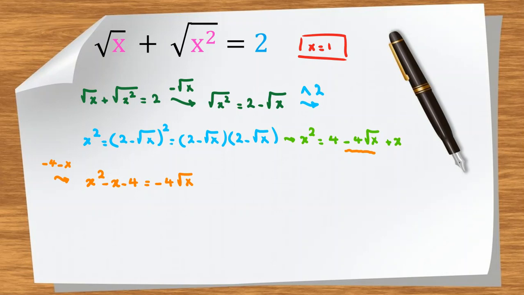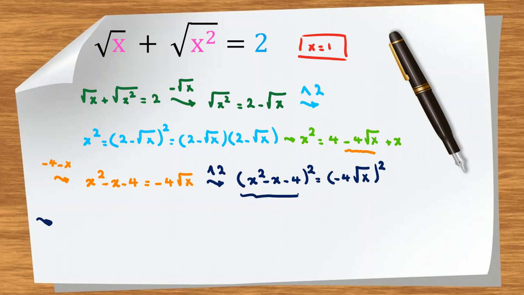Now in this step, we raise both sides to the power of 2 to get rid of square roots. So x squared minus x minus 4 squared equal to negative 4 root x squared. If you know the formula here, you can use it, but I want to solve it with basic methods. So I say x squared minus x minus 4 times x squared minus x minus 4. And the right hand side is easy. It will be 16x.